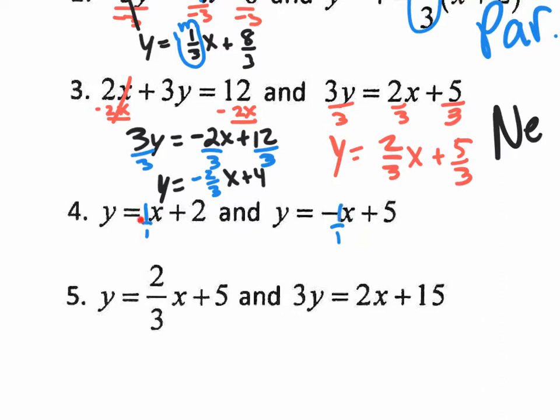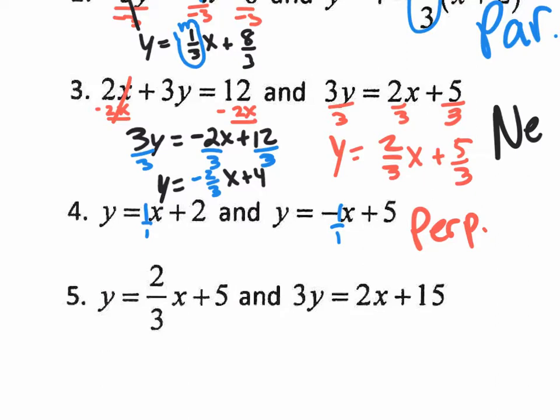Yes, they are. If I take the 1/1 and change the sign and then flip the 1/1, it's going to say -1/1, and that's exactly what this says. So these are definitely perpendicular. Perp. Okay, number 5.